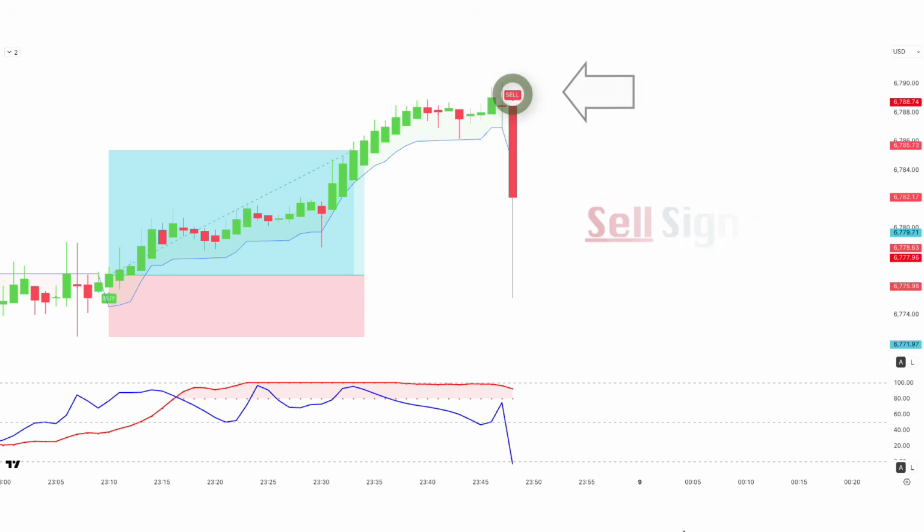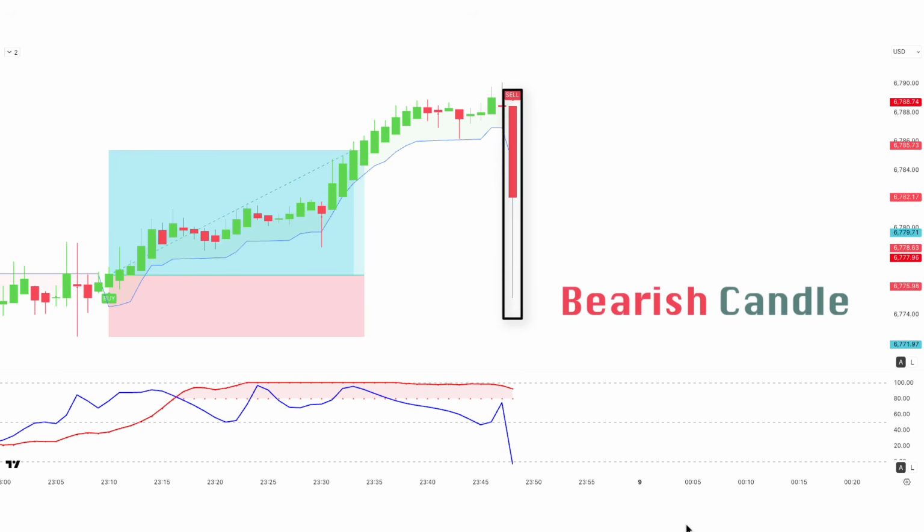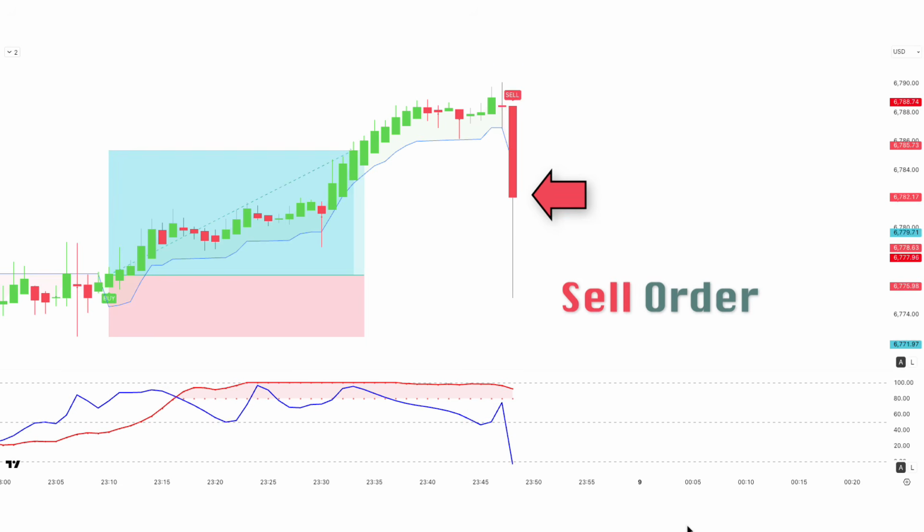Here, the Twin Range Filter arrow of this indicator is a sell signal. Here, the red line of Vervoort Smoothed is above the blue line. Here, the market has made a bearish candle to give confirmation. So all our conditions are being fulfilled, so we are placing an order to sell.